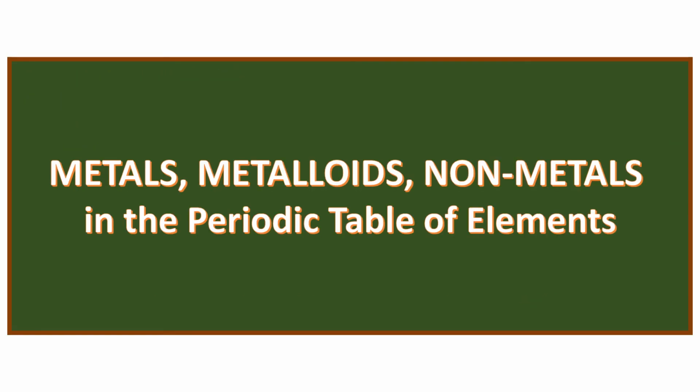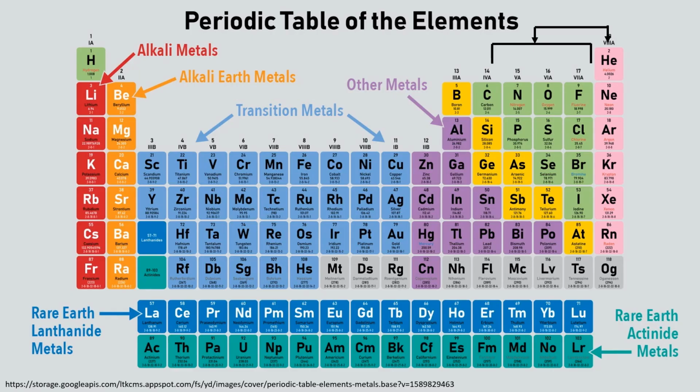So, in the periodic table of elements, we can classify these metals, metalloids, and nonmetals. So, let us have an example. As you can see in the periodic table, most of the elements here are metals. They are of different kinds, but still they are metals.